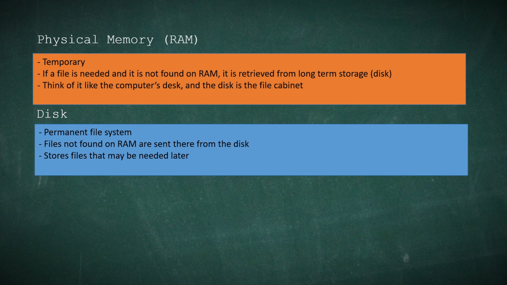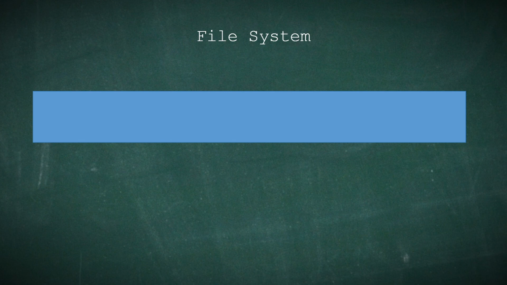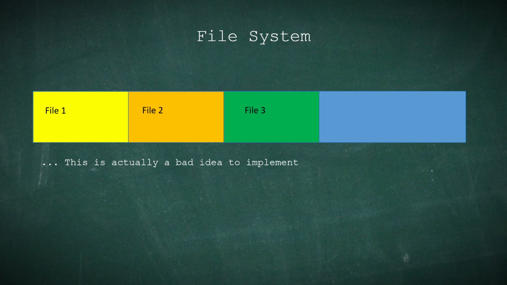The disk is the permanent file system or long-term storage where most files live when they're not being used by the RAM. For the purposes of this video, we will be focusing on the disk. A common misconception of how files are stored is that every file is next to each other in the disk. But there's a problem here.